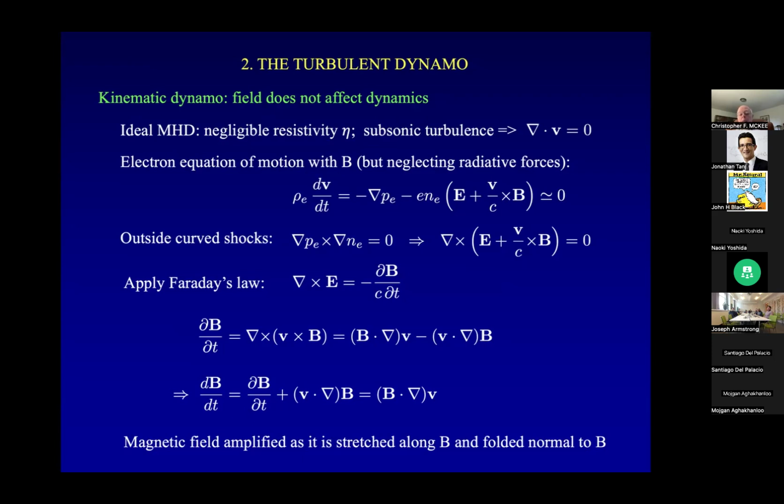Now, on the other hand, if the velocity is perpendicular to the magnetic field, then what this gradient is going to do is cause the field to bend. And in principle, it can actually even fold over.